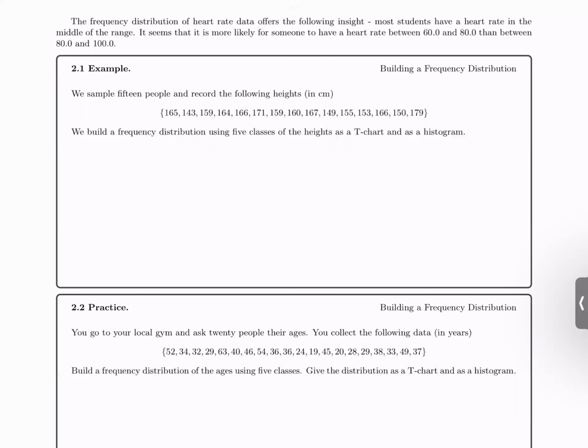Let's take raw data and distribute it in a distribution so that it's easier to look at. We sample 15 people and record their heights measured in centimeters, so there should be 15 numbers there. Let's build a frequency distribution using 5 classes.